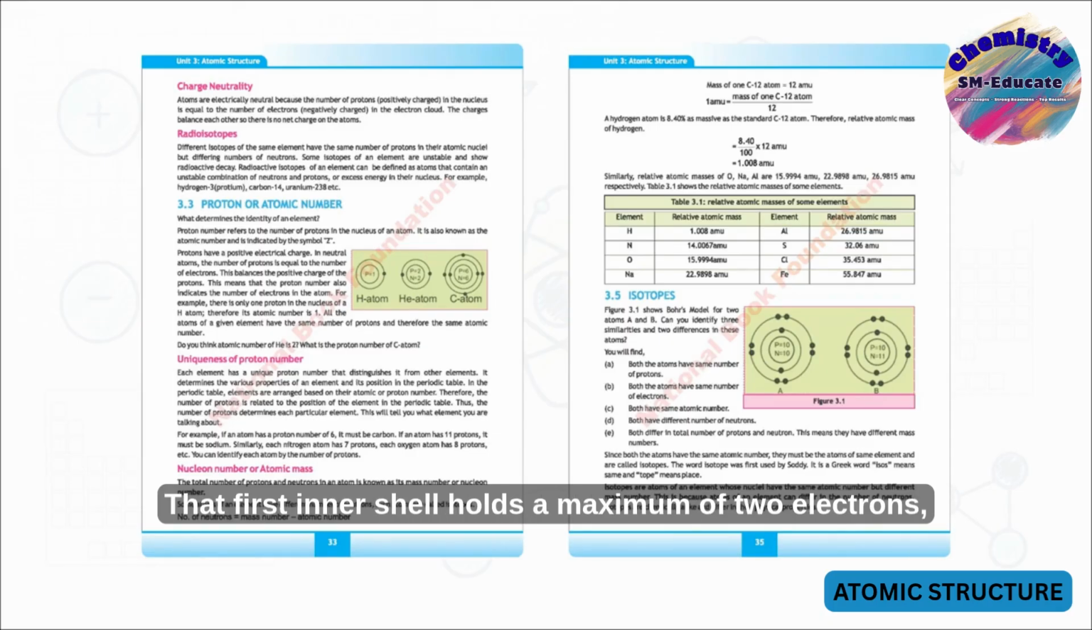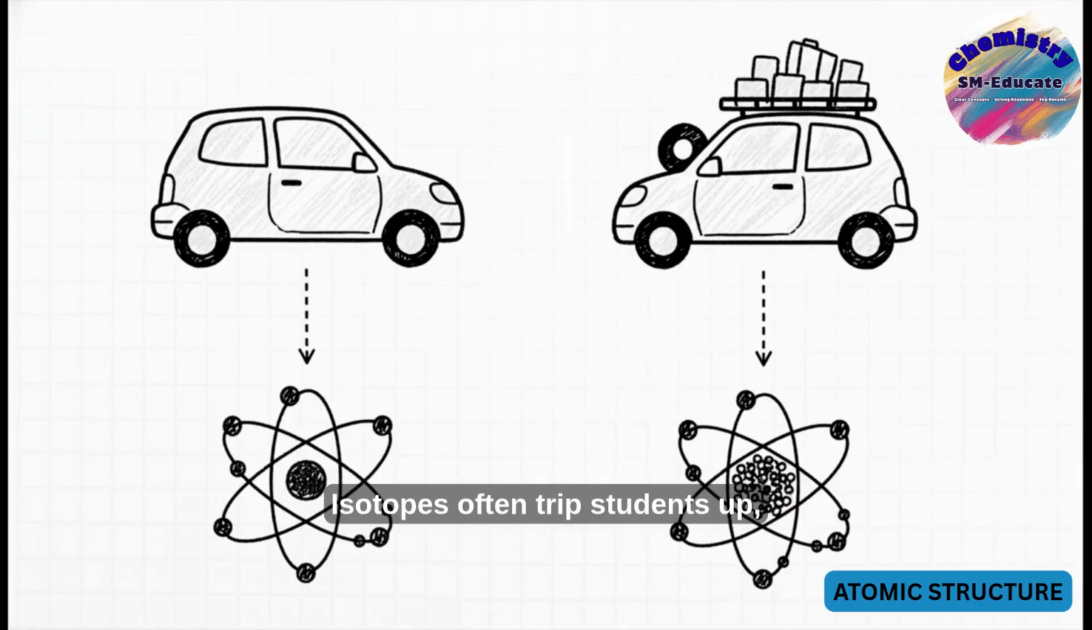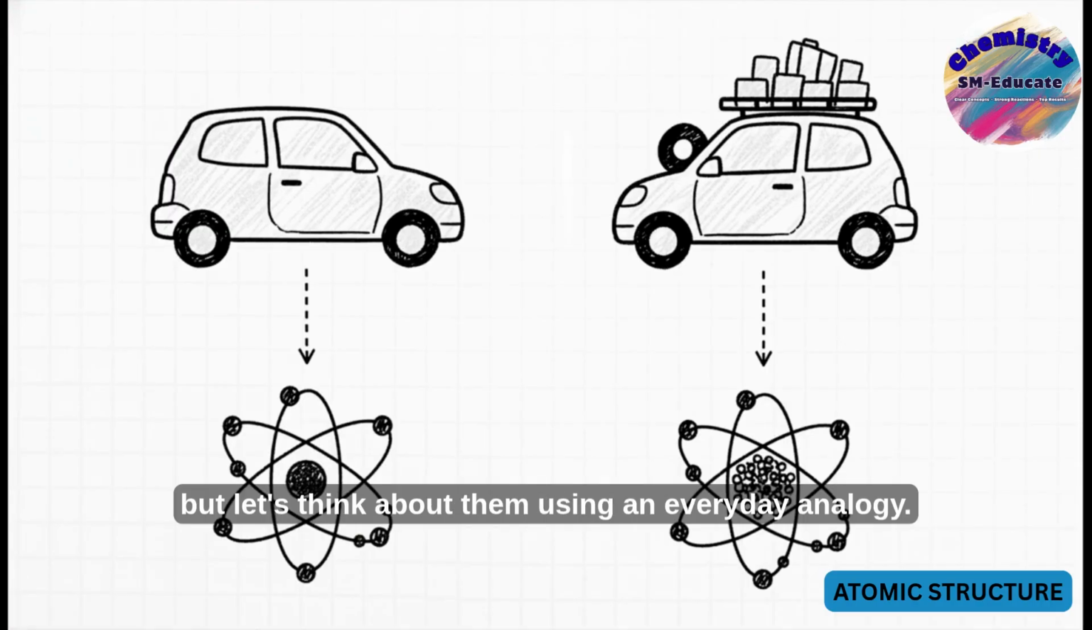That first inner shell holds a maximum of 2 electrons, and the second shell holds up to 8. Practice sketching these out, guys. They are highly testable. Let's jump into Section 4, the world of isotopes. Isotopes often trip students up, but let's think about them using an everyday analogy.